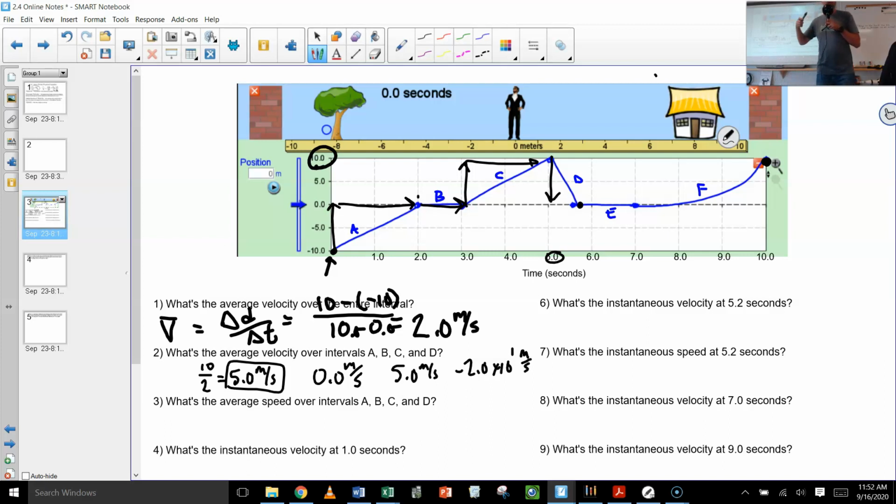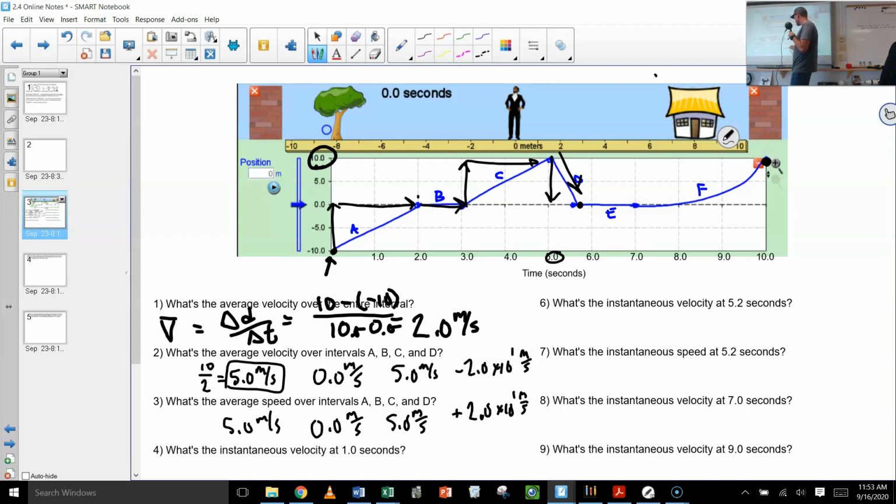Negative 20. Now, with speed, the next question says, what's the average speed? The average speed and the average velocity are the exact same, except for the direction. So the average speed for part A is 5. The average speed for part B is still 0. The average speed for part C is still 5. But the average speed for part D, this piece right here, it's not negative 20. The negative is telling you what direction it's moving. The average speed is a positive 20. So in a way, speed is the absolute value of velocity.